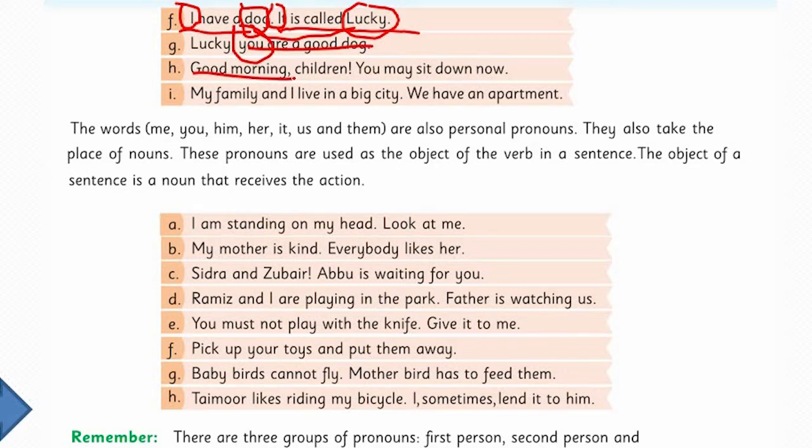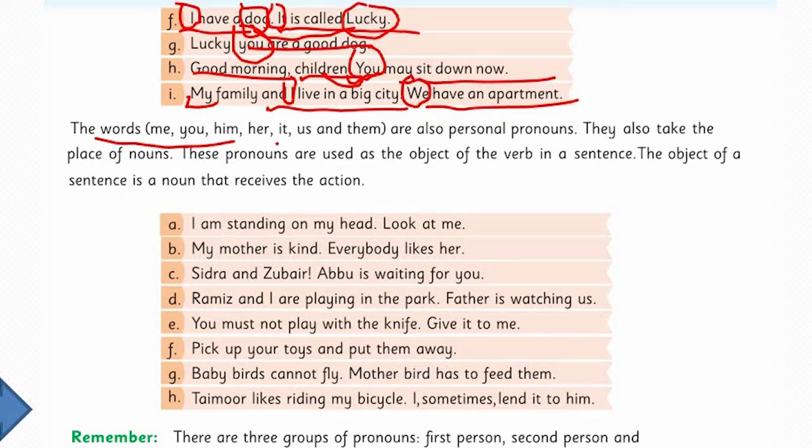Good morning, children. You may sit down now. This person is addressing the children here, so children is replaced by the pronoun you. You is a pronoun here. We replace children with the pronoun you. My family and I live in a big city. We have an apartment. I here is a personal pronoun and we is also a personal pronoun.